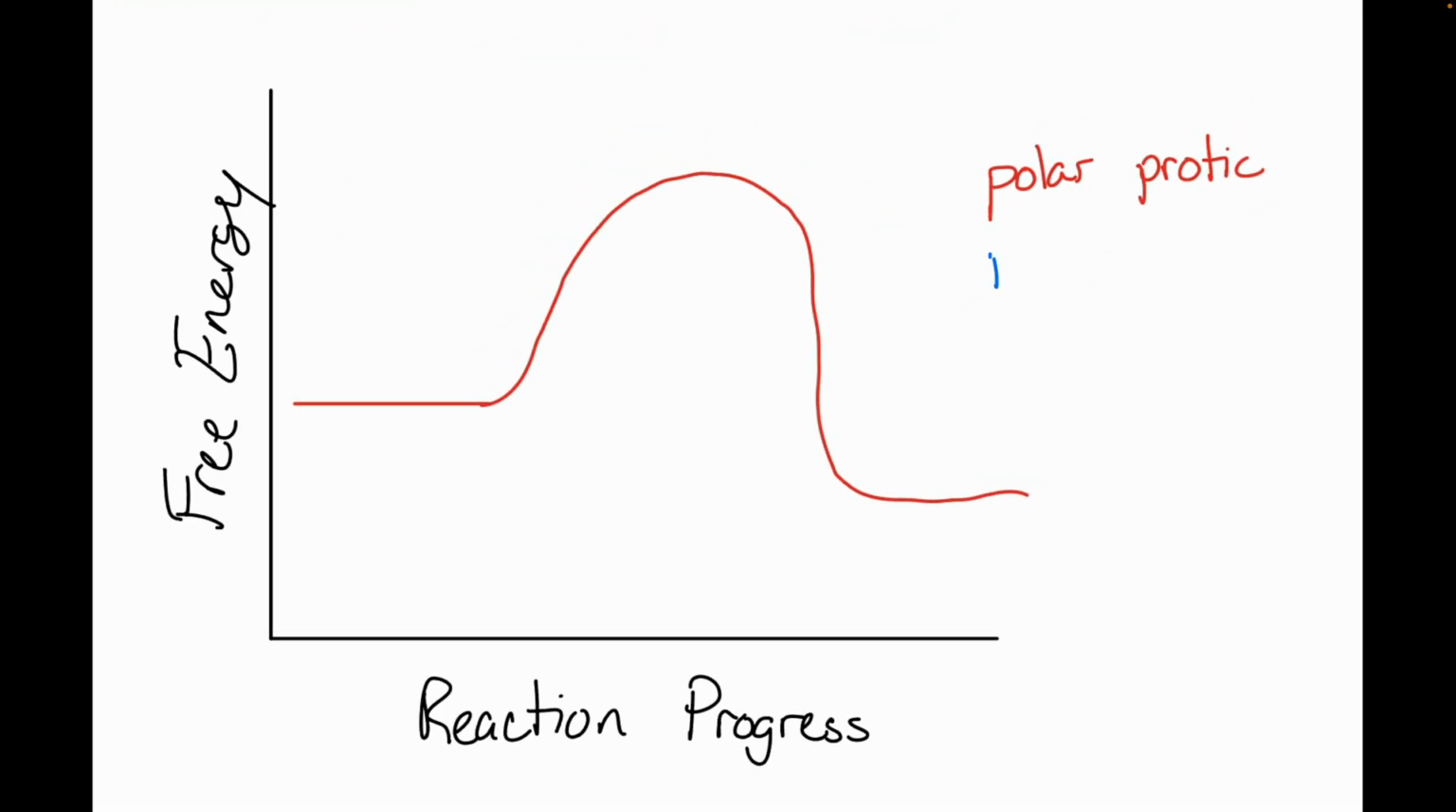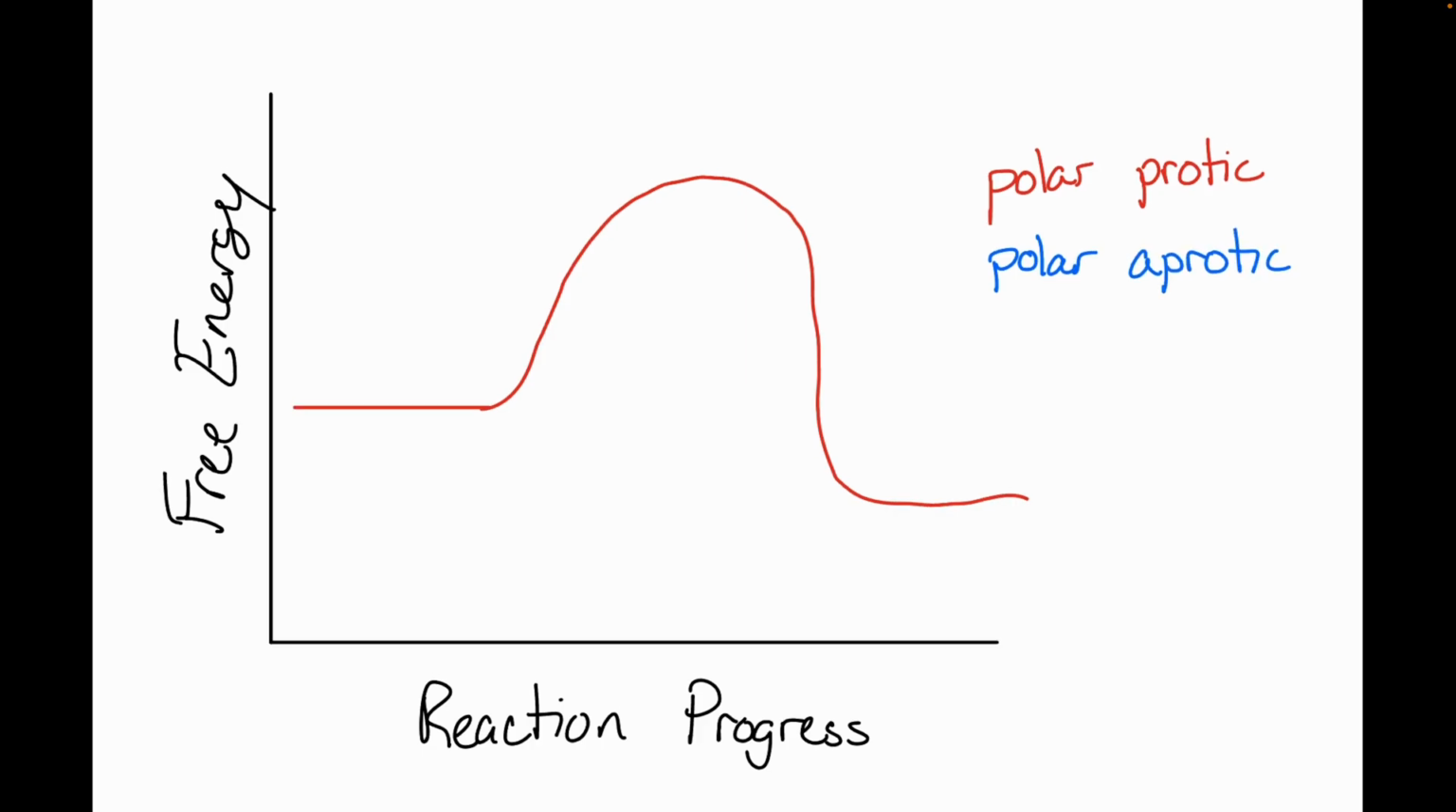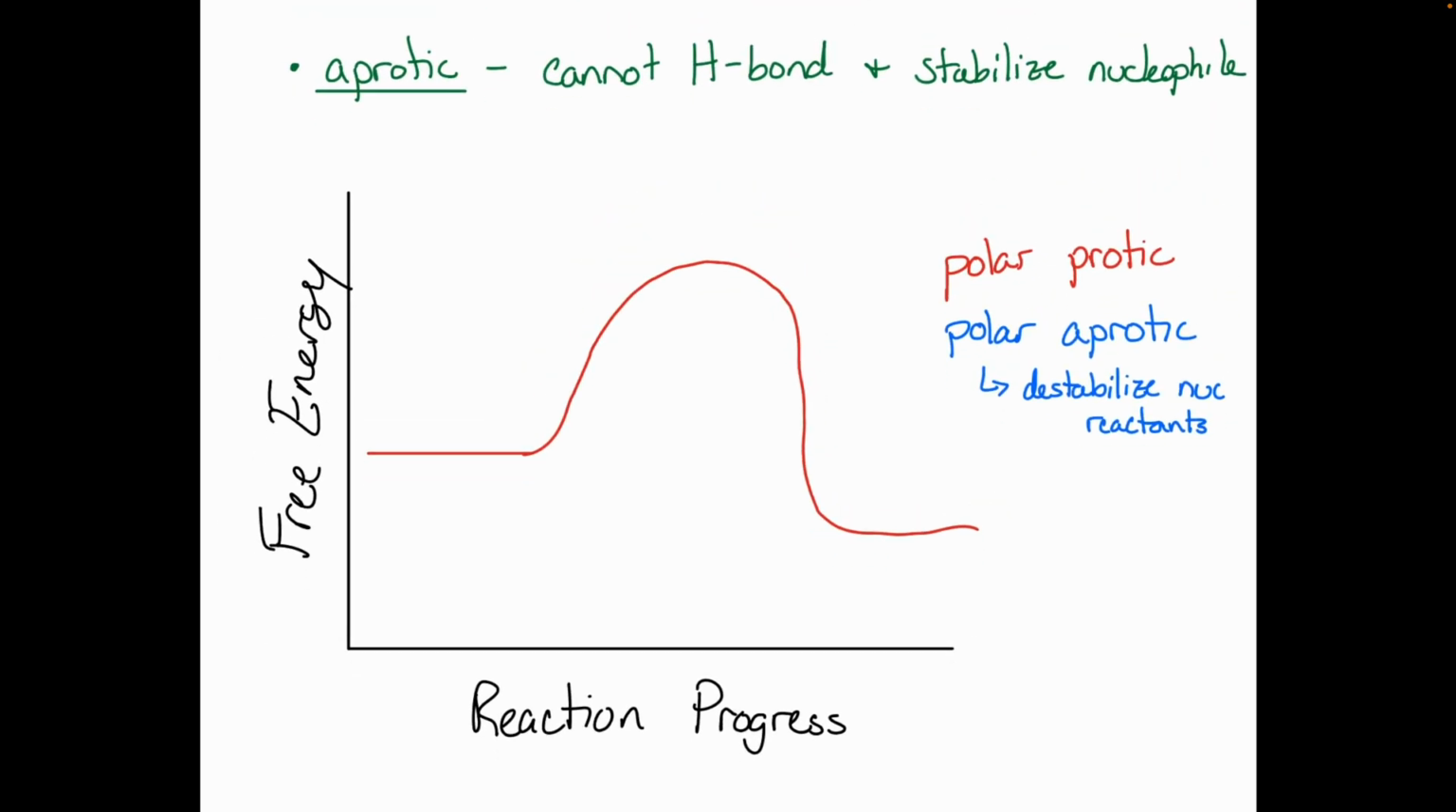All right, but now we're going to use a polar aprotic solvent, which again is going to destabilize that nucleophile, which remember is one of our reactants. So when I draw my energy level for where I'm going to start out here, if my reactant is destabilized, does that lead to an increase in energy or a decrease in energy? What does it mean to be destabilized? What's good, low energy or high energy?